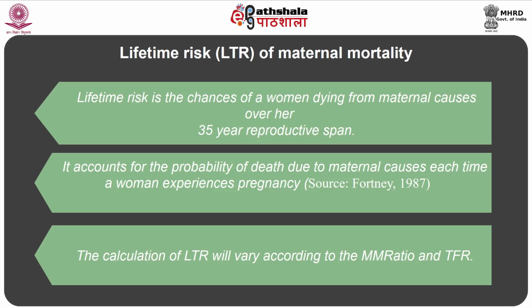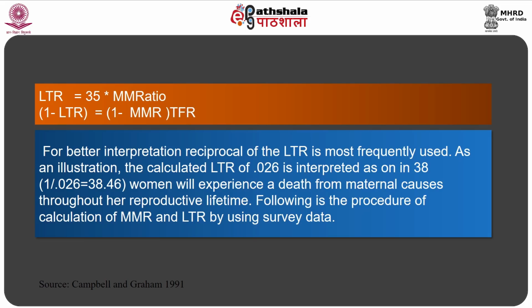The calculation of LTR will vary according to the MMR ratio and TFR. LTR is estimated as per Campbell and Graham, 1991: LTR equals 35 multiplied by the MM ratio, that is, 1 minus LTR equals (1 minus MMR) to the power of TFR. For better interpretation, the reciprocal of the LTR is most frequently used. An illustration: a calculated LTR of 0.026 is interpreted as one in 38, since 1 divided by 0.026 equals 38.46. One woman will experience a death from a maternal cause throughout her reproductive lifetime.